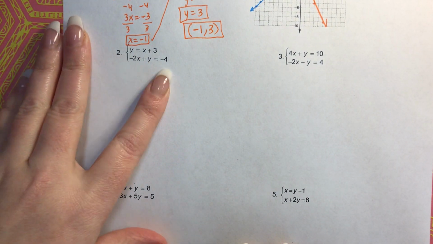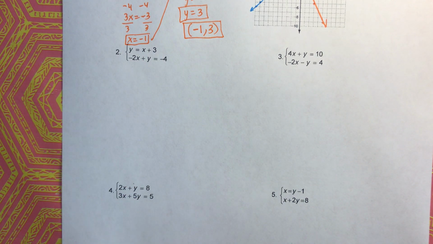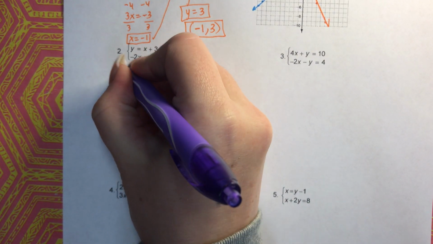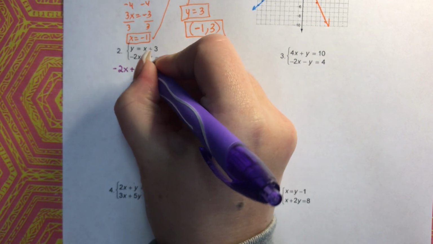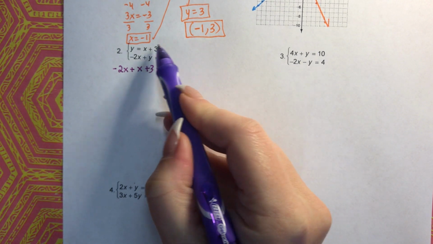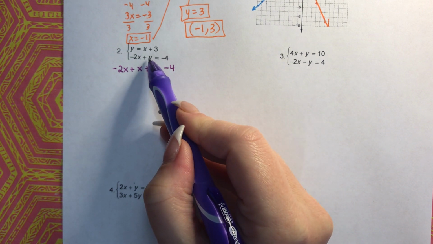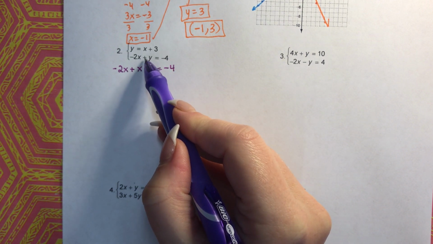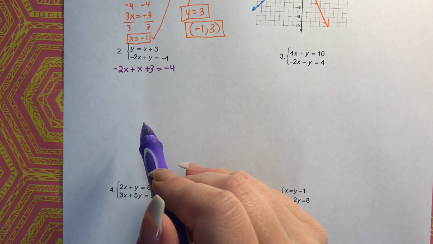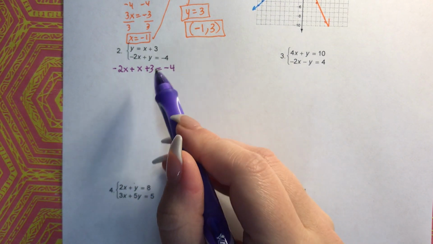Here, I would have definitely chosen substitution because it's solved for y. So let's try that out. I'm going to take this and substitute it in here. So negative 2x plus x plus 3 equals negative 4. Now you might ask, you substituted x plus 3 in for y, why didn't you put it in parentheses? Well, you put it in parentheses when there's a number in front of y or there's a negative in front of y. But when it's just a positive 1, it doesn't matter. You can just substitute it in, because a plus times everything just leaves everything the same.